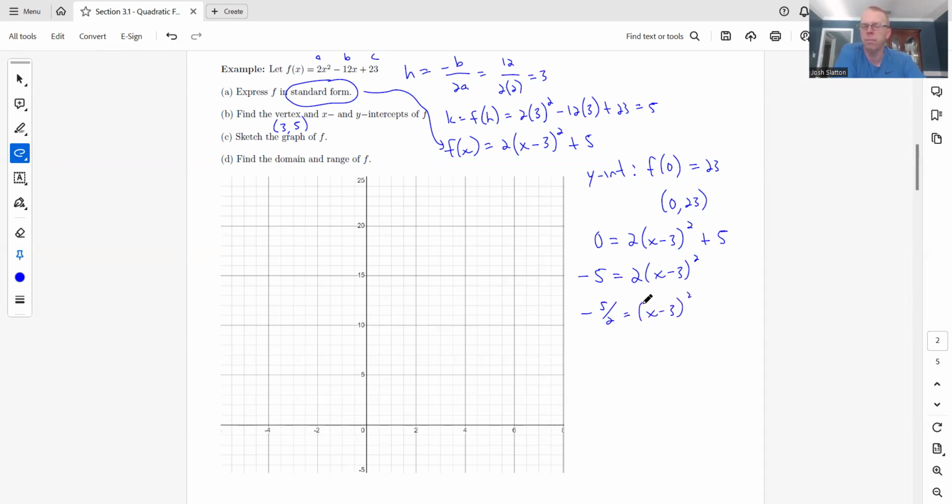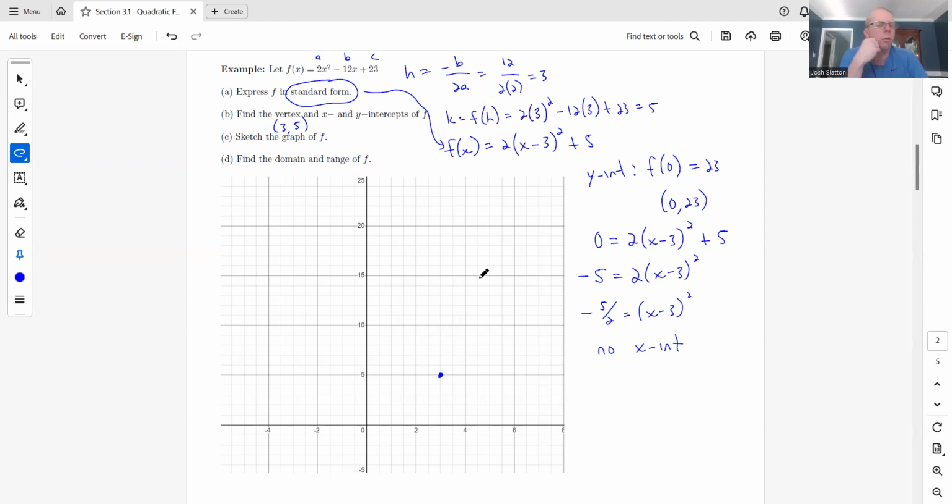And now we actually run into a problem here because this term is squared, which means it has to equal a positive, but it doesn't equal a positive here. So no x-intercept in this case. If you're graphing this by hand, you would recognize there's not going to be an x-intercept because we graph the vertex 3, 5. So that would go right there. We know that this one opens up because of the positive coefficient there. So it's going to look like this. Nowhere is it going to cross the x-axis at all.